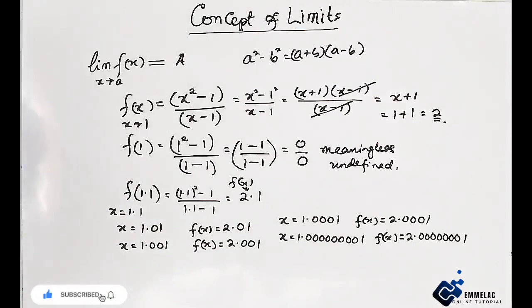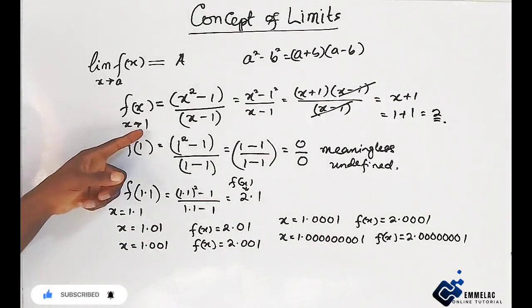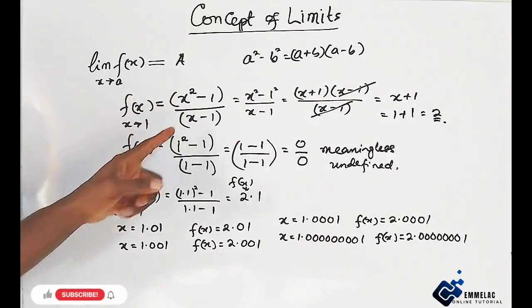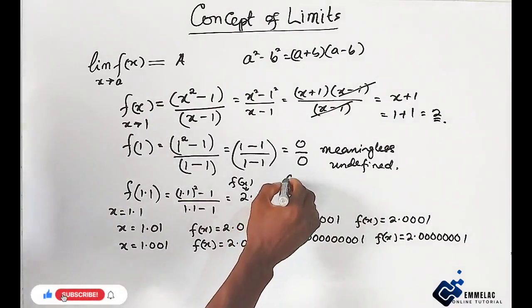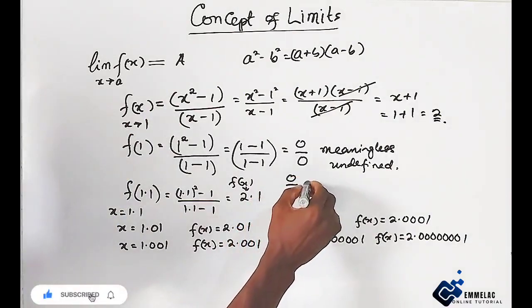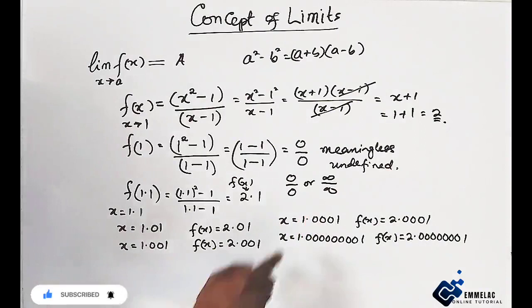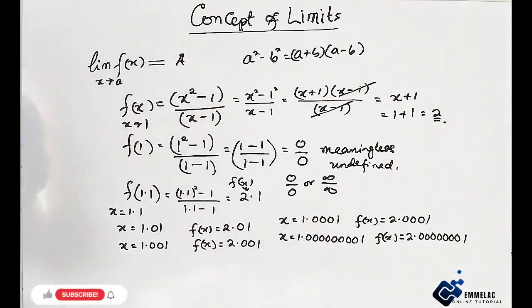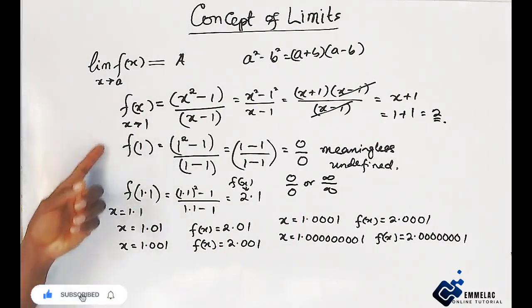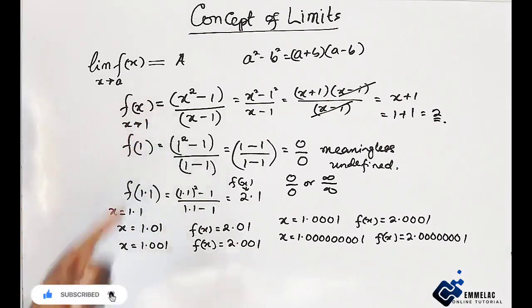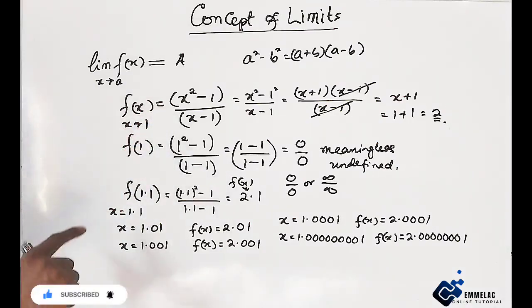Okay, and take note that after inputting your value of limit into a particular function, if it gives you 0 over 0 or infinity over infinity, it implies that you've not reduced the function to the lowest term. Okay, and it's very, very important when dealing with limits, you have to reduce the function to its lowest term before inputting the value of x, and that will also help.